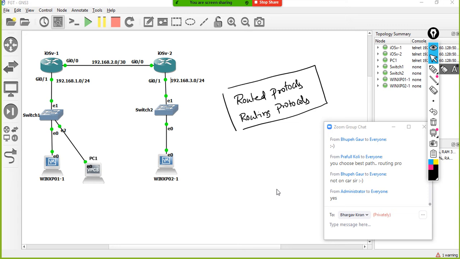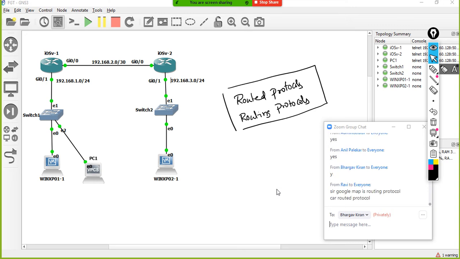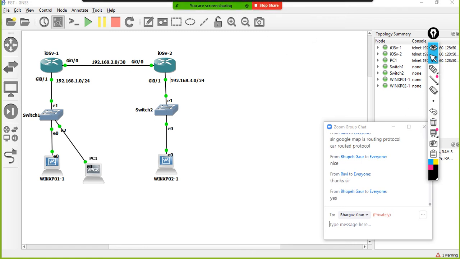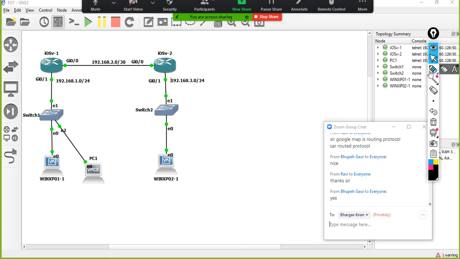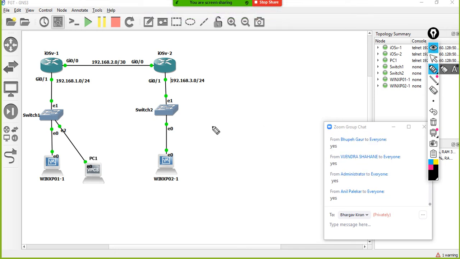Not our car, sir. Okay, no problem, man. First, for you to understand, guys, that's it. Everybody has to understand. Google Map is routing our car route. Nice, this is nice, man. Ravi, thank you, nice explanation. Google Map is the routing protocol, and the car is the routed protocol. Good. Is it clear, guys? Everybody okay or not? So far, you are okay with that, Bhupesh, right?